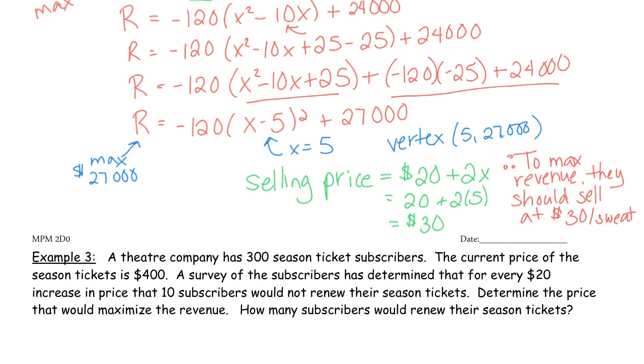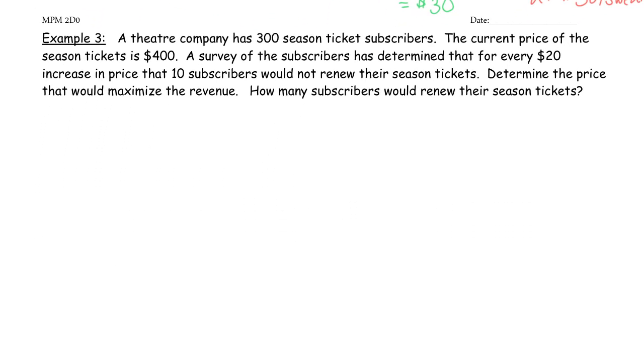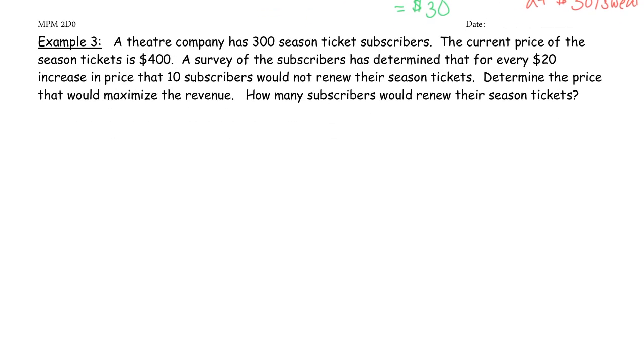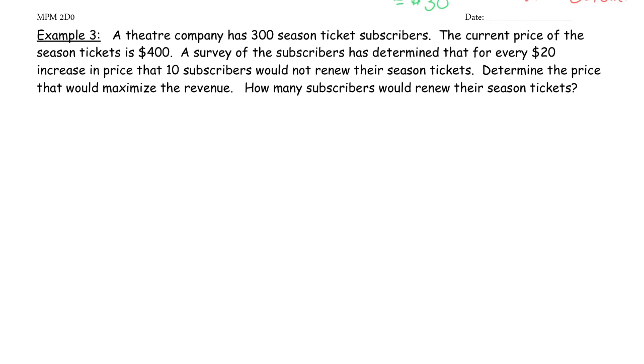Let's take a look at this last example, and I'm actually going to have you do this one, but we're going to set it up together. So we have a theater company. We have 300 season ticket subscribers. Current price of the tickets is $400. We have determined that for every $20 increase in price, 10 subscribers would not renew their season tickets. So determine, what's it asking me for? We're going to determine the price that would maximize the revenue and how many subscribers would renew their season tickets.